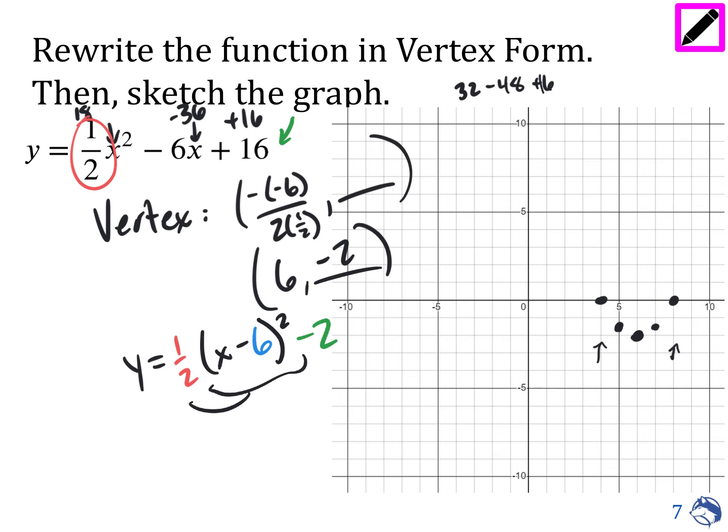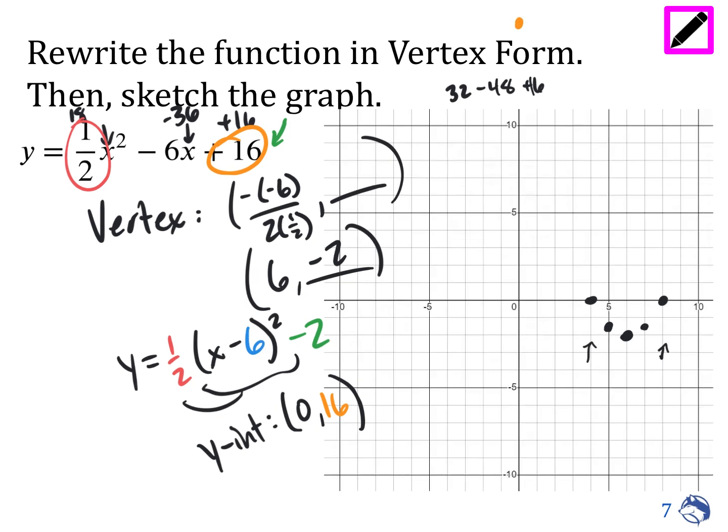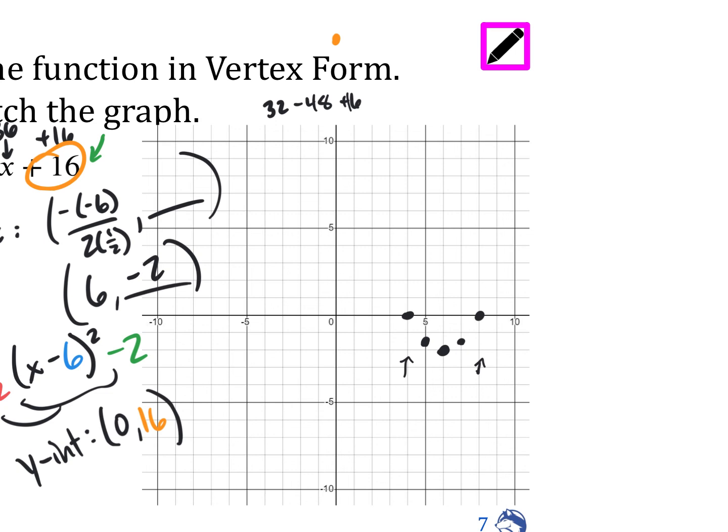The other place that I have that I know because of what I know about standard form is that I have my y-intercept is 0, c, and c is 16. So I can put a dot another 16 above there, right? I think it'll be right about here. And then I'm going to mirror that over here too. I just have to move my thing over here. Something like that. So now this graph should look like this.